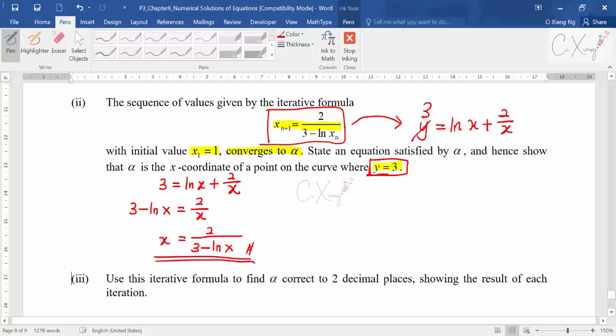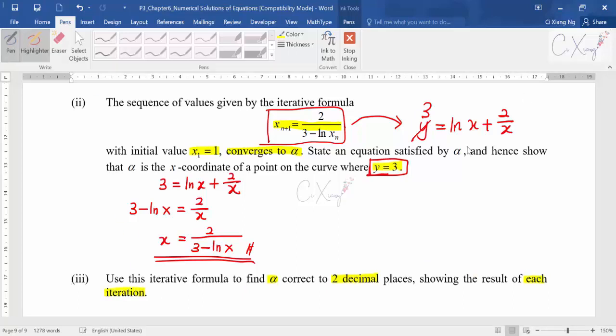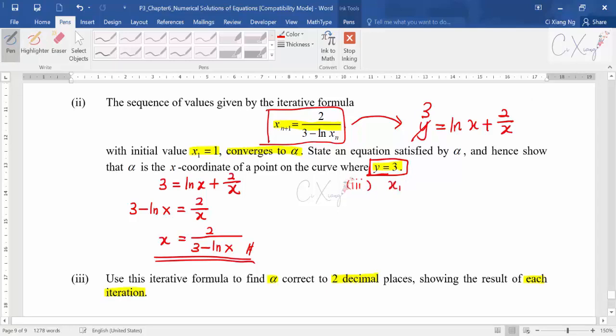Okay. Alright. Then after that, for third part, they want you to find alpha correct to 2 decimal places, showing each result of the iteration. So again, for this question, they didn't tell you how many decimal places you need to show for all the iteration here. So by default, we will just write it as 4 decimal places. Okay, so I will have x1. So x1 is equals to 1.